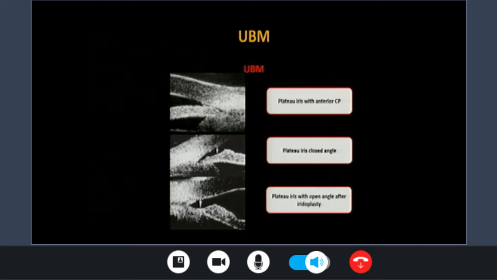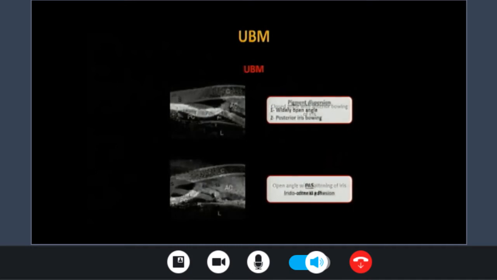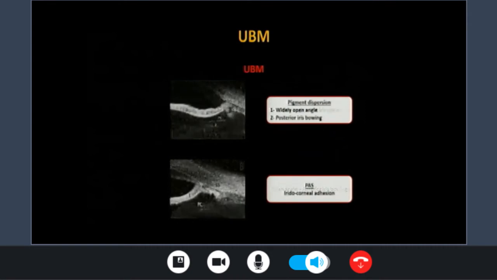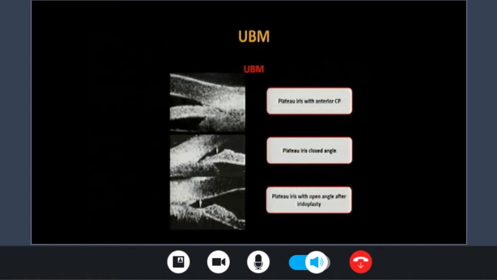Another example of patients who are having plateau iris with anterior ciliary body. Look at the ciliary body forwarding anteriorly here, and look at the normal position of the ciliary body here. So compare it with this one. So it's coming more anterior. It's occupying more space here, right? So that's a condition of plateau iris.